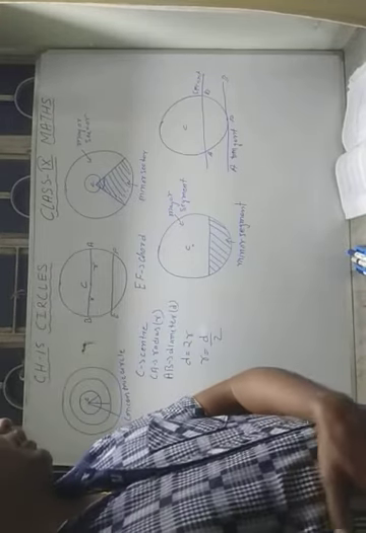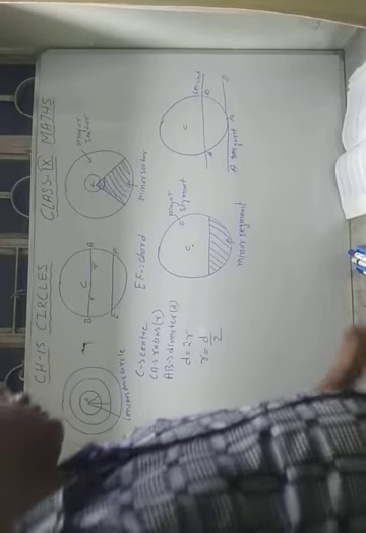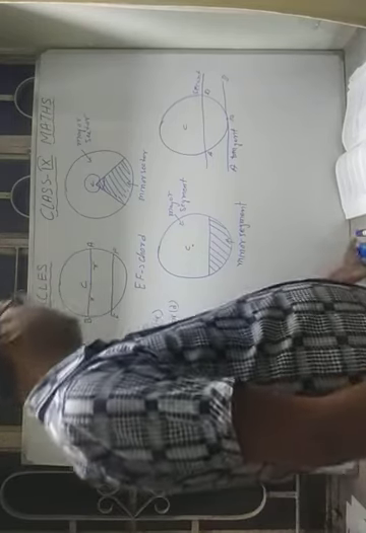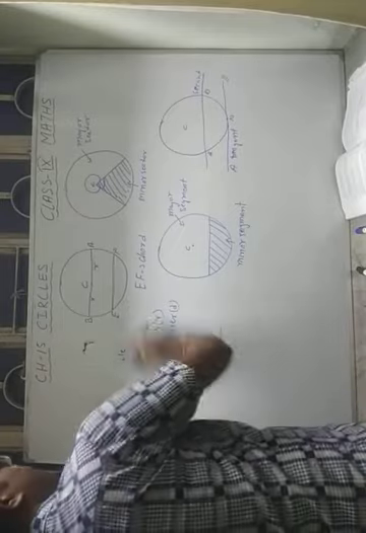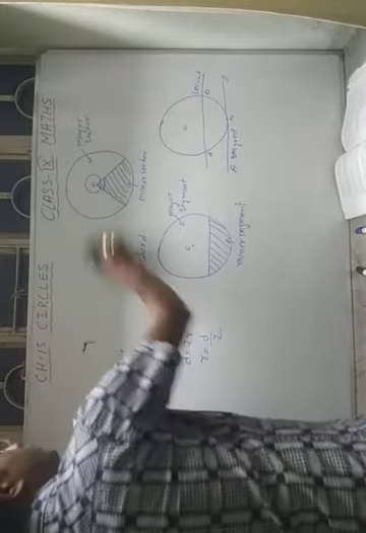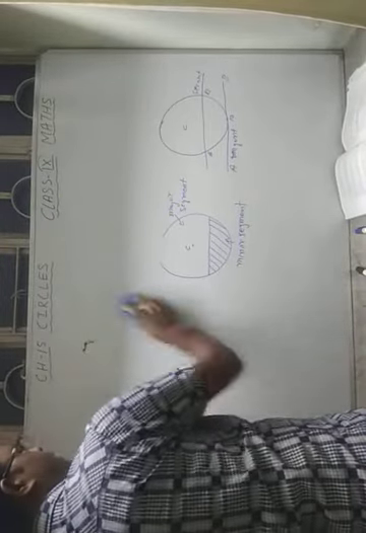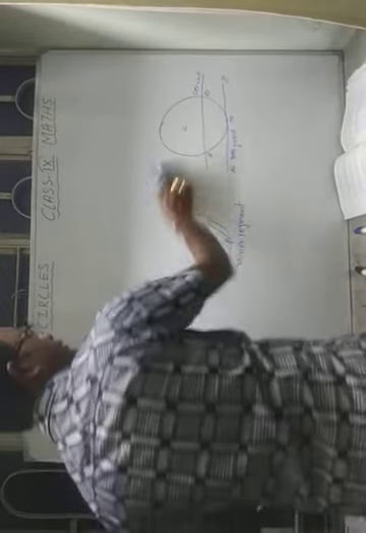Now another point is congruent circles. What are congruent circles? If two circles have the same radii, then the circles are called congruent circles, or equal circles. If two circles have the same or equal radii, they are called congruent circles or equal circles.